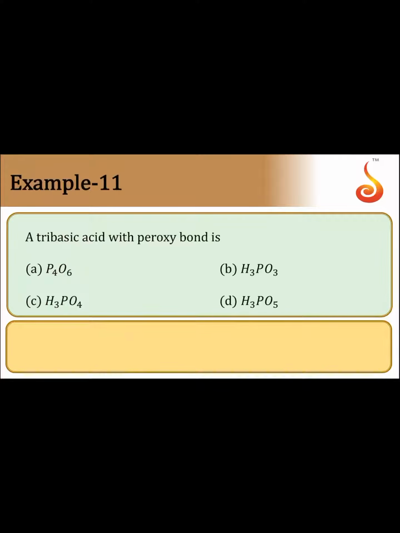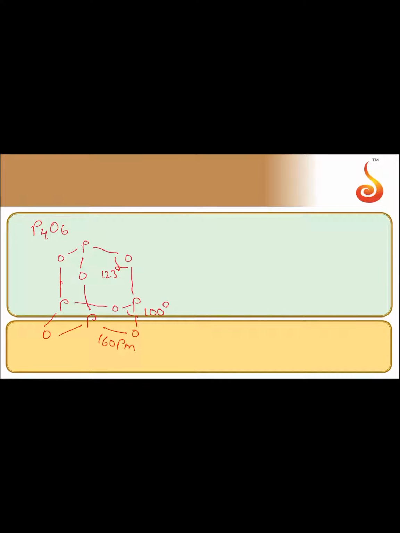Next, option B, H3PO3. H3PO3 is orthophosphorus acid. It contains one double bond, P double bond O, OH, OH, H. So orthophosphorus acid is also not having any peroxy linkage, and the basicity of this is 2. These two hydrogens can be replaced.